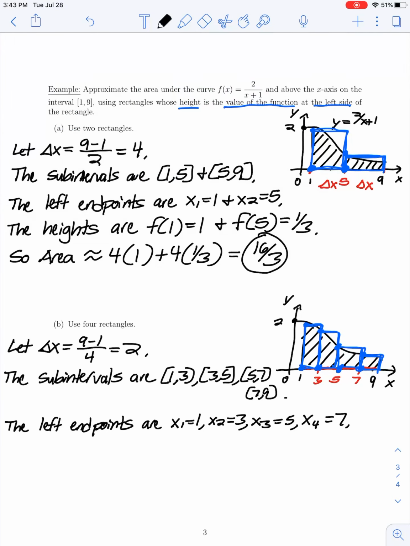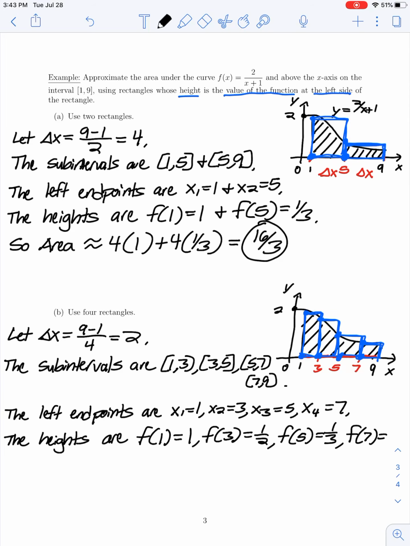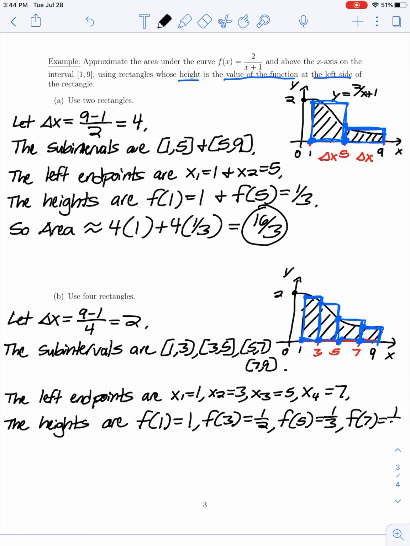So let's find these heights. Here, the heights of the rectangles are the value of the function at the endpoint. So here, f of 1 is 1. F of 3 would be 2 over 4, or 1/2. F of 5 is 2 over 6, or 1/3. And f of 7 is 2 over 8, or 1/4.